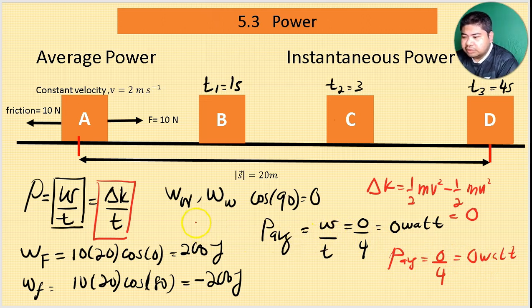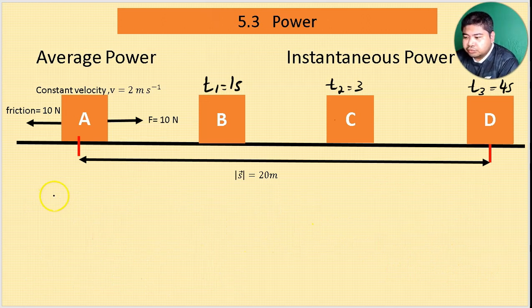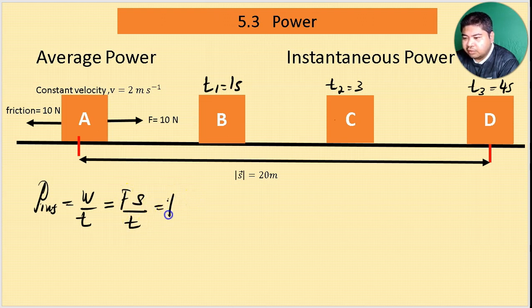So now I'm going to clear out the section below. So what if the question asks you to find the instantaneous power? We are still going to use the same equation, work over time, but now we are going to use the force times displacement over time. So Fs over t is force times velocity.